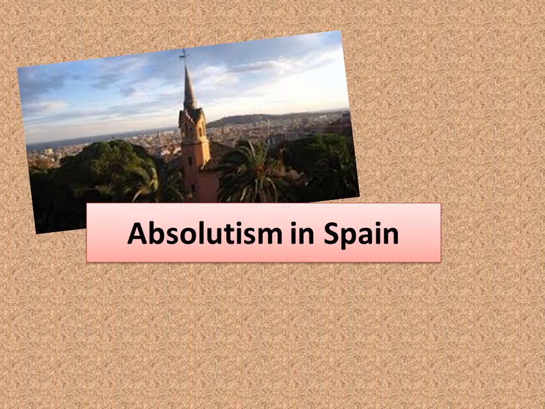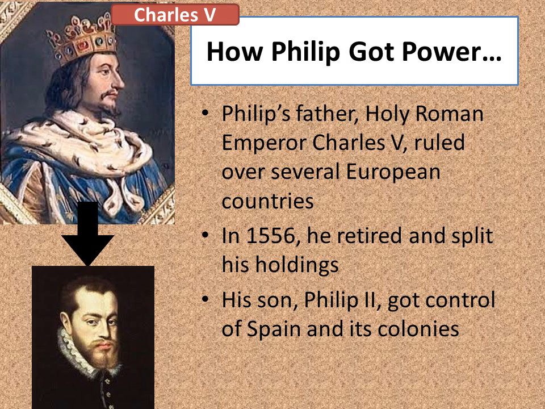This video is about absolutism in Spain under King Philip II. If we're going to understand how Philip II ruled Spain, it's also important to know how he came into power.